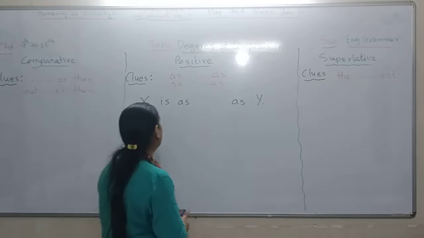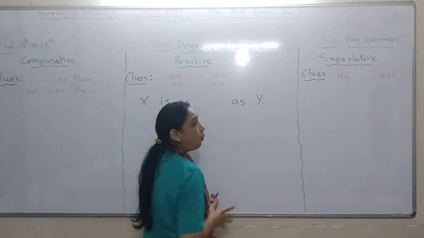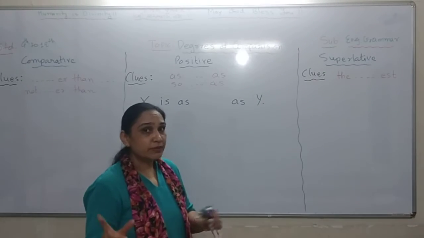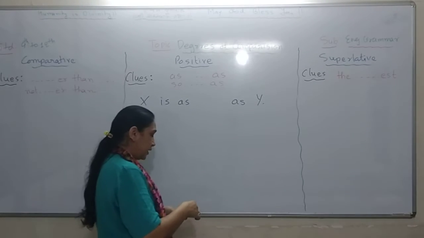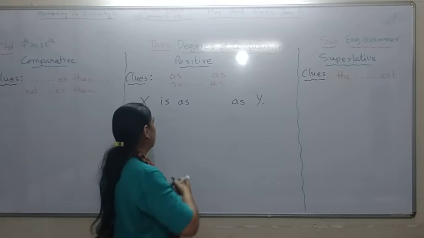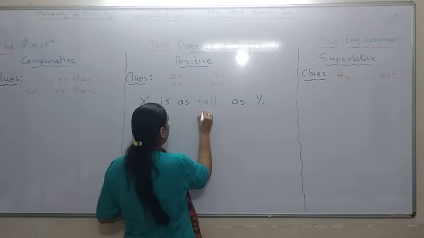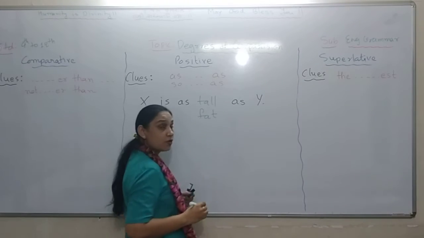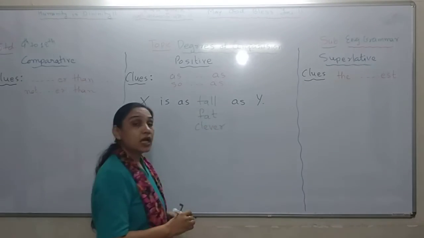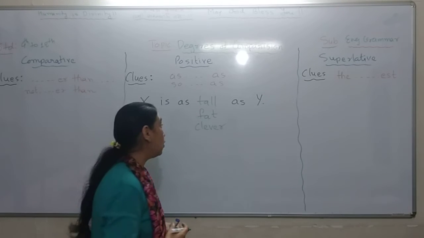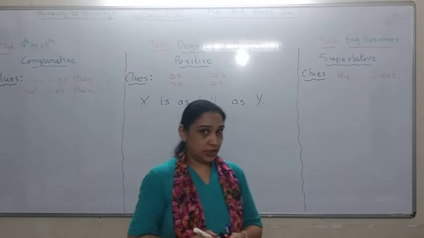Let me give you an example. X is as dash as Y. I am making comparison between X and Y. Now here I can use different adjectives like X is as tall as Y, X is as fat as Y, X is as clever as Y. So here tall and fat and clever, these are my adjectives.